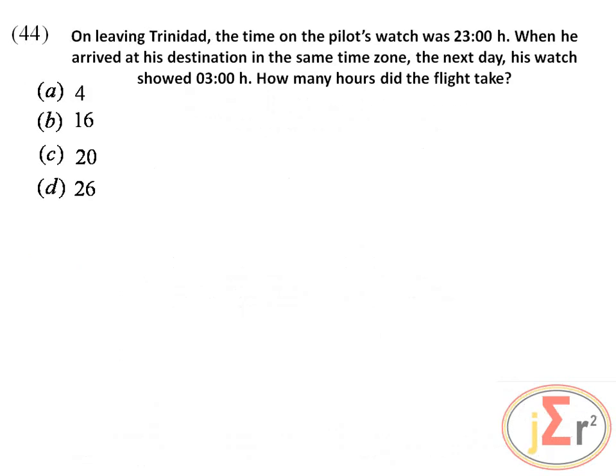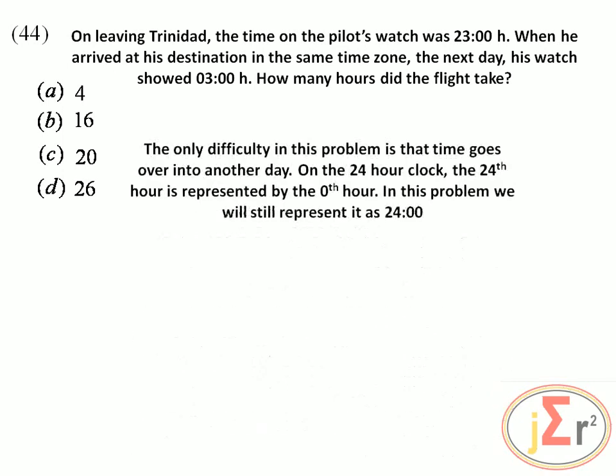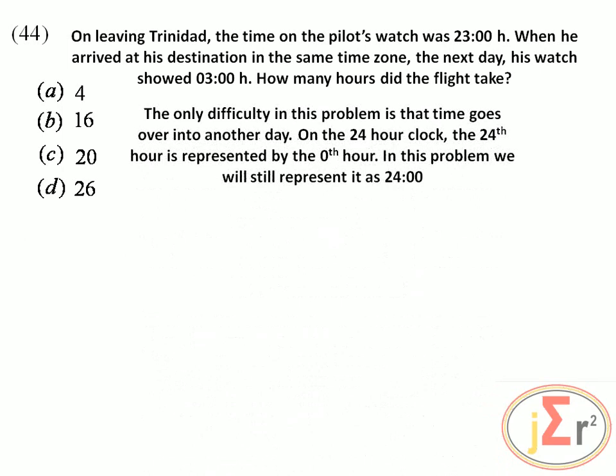On leaving Trinidad, the time on the pilot's watch was 2300 hours. When he arrived at his destination in the same time zone, the next day, his watch showed 300 hours. How many hours did the flight take? The only difficulty in this problem is that time goes over into another day. On the 24-hour clock, the 24th hour is represented by the 0th hour, or hour 0. In this problem, we will still represent it as 24 hours, or 2400 hours.